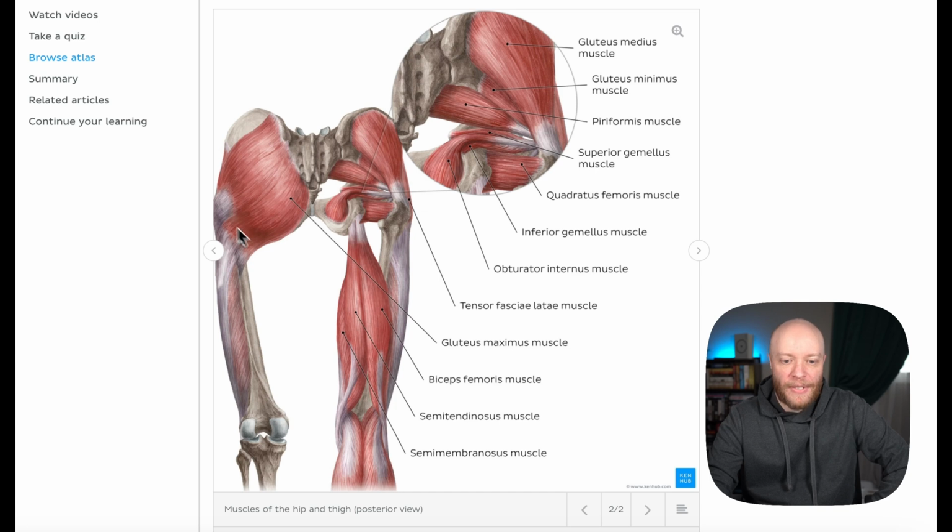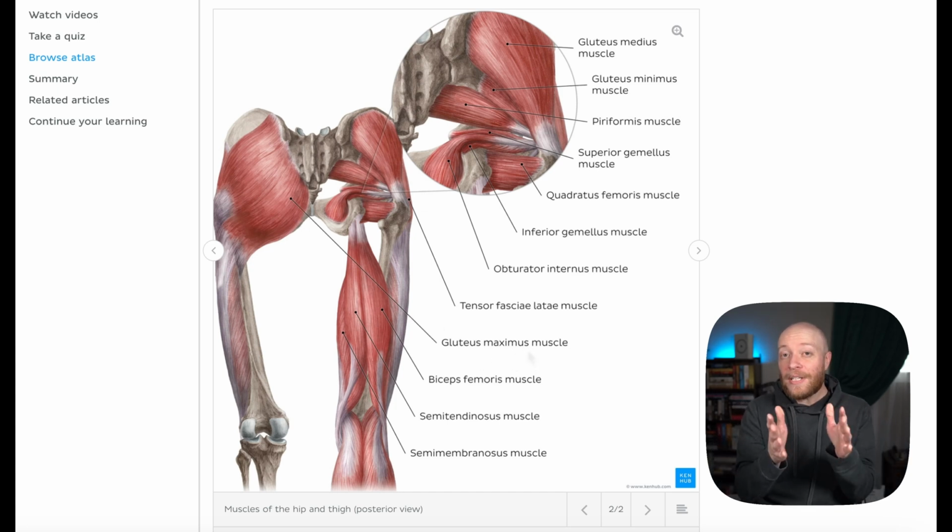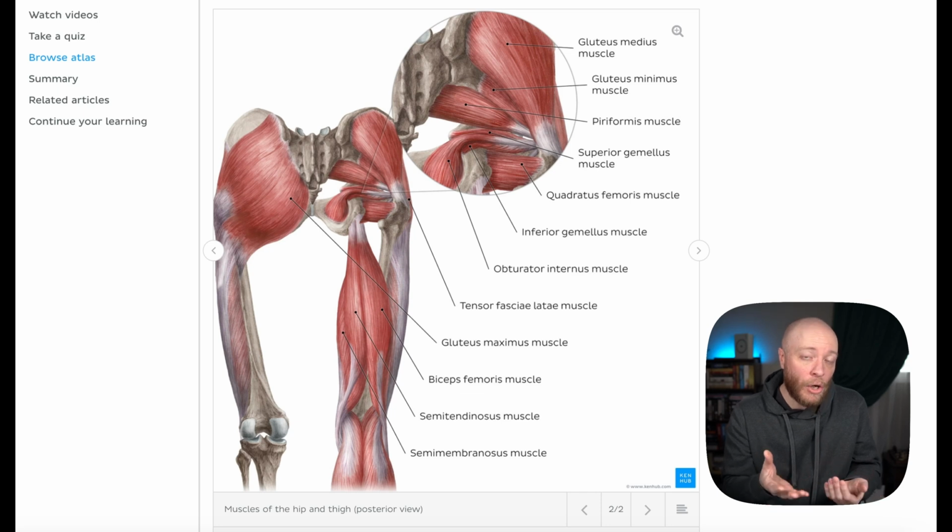So this massive muscle here is what we call gluteus maximus. Now, gluteus maximus is huge. Like I said earlier, it's debatable as to whether or not it is the thickest muscle in the body. It's between it and adductor magnus. But what I can tell you is that your gluteus maximus is so massive that you actually have the largest gluteus maximus in the animal kingdom.